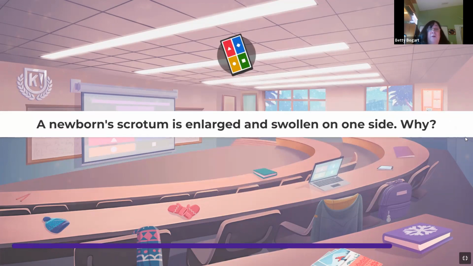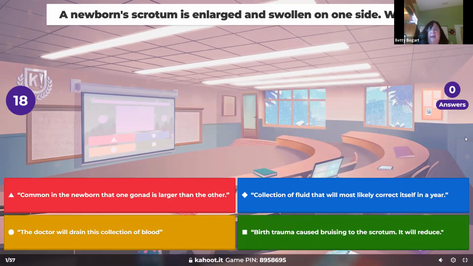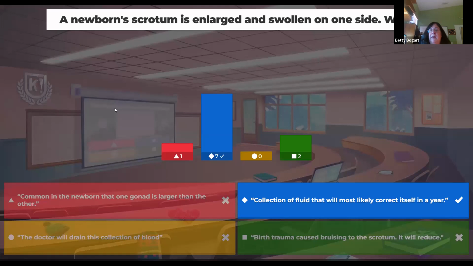A newborn scrotum is enlarged and swollen on one side. Why? This we did cover. So you have an immediate quiz on that stuff that I did cover, and then you have the information that's required for you for the other 2 chapters. So collection of fluid that most likely will correct itself in a year. Most of the time they do. Sometimes if a child is older and has that swelling, it could be a hydrocele, right? And that one probably will require an antibiotic, and that usually corrects it.